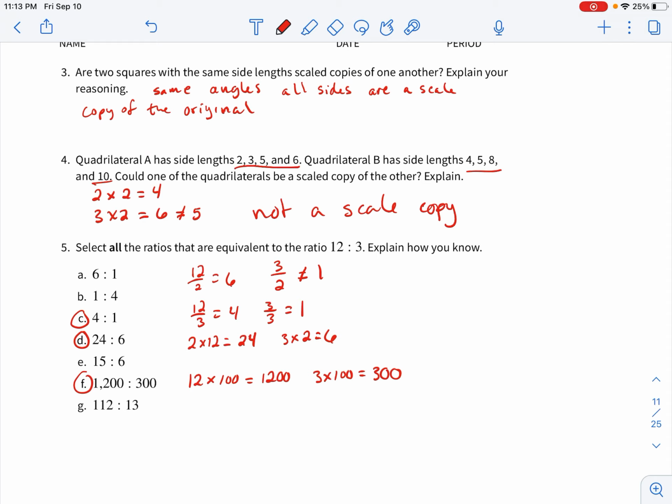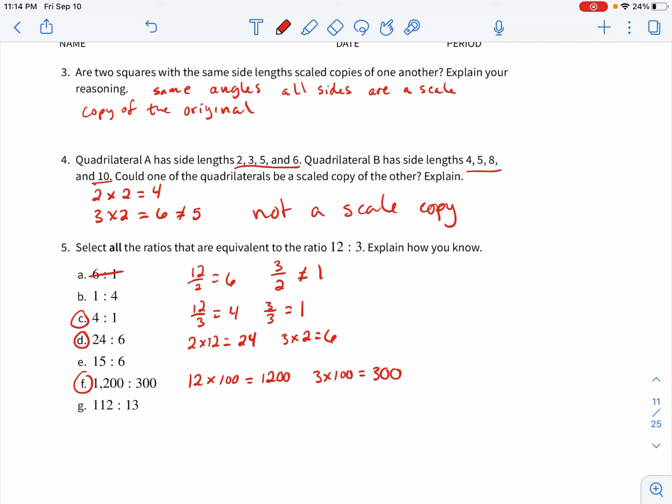Okay, number 5, all ratios that are equivalent to 12/3 or 12:3. So once again, you're just going to look at, is there a number we can divide both numbers by to get the new ratio, or multiply by? So this first one here, well, I know 12 divided by 2 gives me 6, but when I divide 3 by 2, I do not get 1. Therefore, 6 to 1 is not an equivalent ratio.